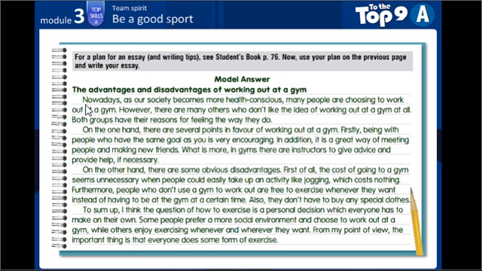Be aware of capital letters. Be aware of full stops at the end of the statement.